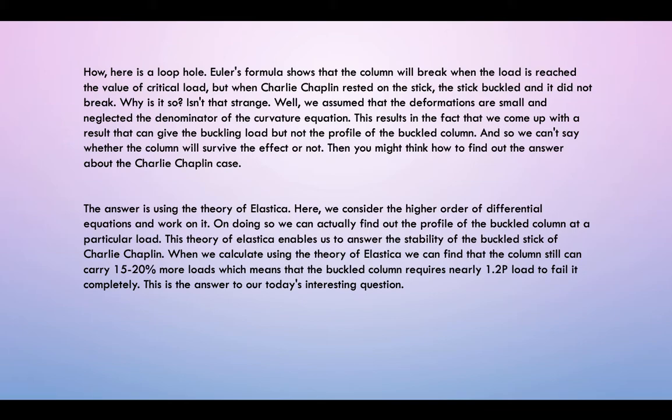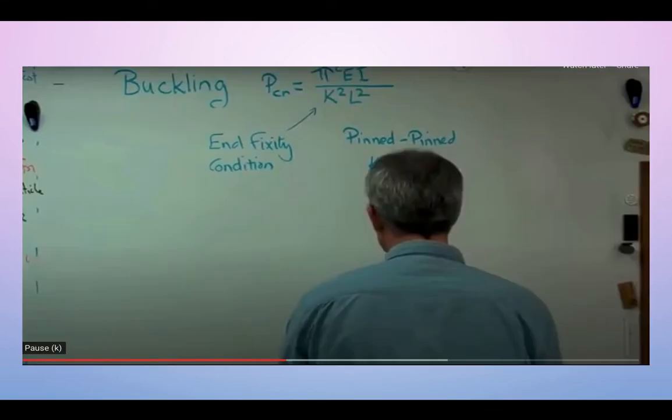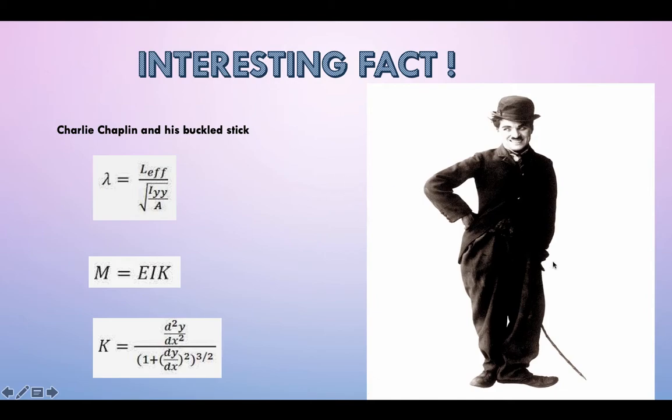Here is an interesting fact: Charlie Chaplin is the most famous character in history. You can always find him with his stick. But have we ever looked at this stick when he rests on it? The stick pictured above describes one of the most fundamental characteristics of the column in the field of structural engineering, called buckling of the column.